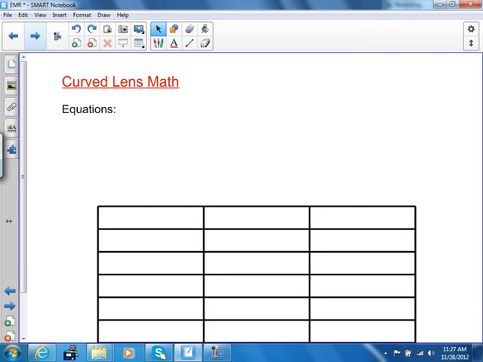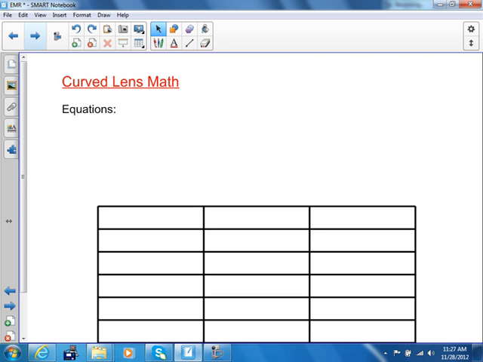Recognize this page? Looks real familiar. You know what? I like when I have to make up notes and I get to do this, because it saves me some work. This page is literally just copied and pasted from a page that you've already done, when we did the mathematics of curved mirrors.